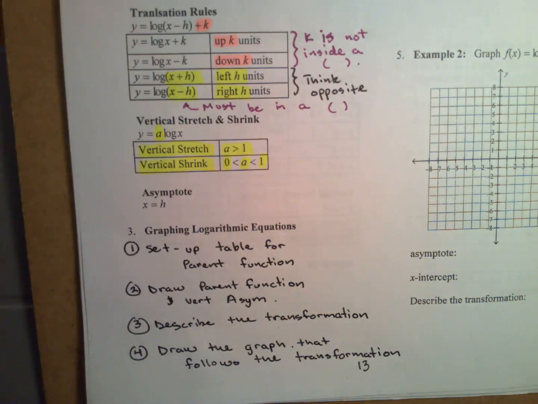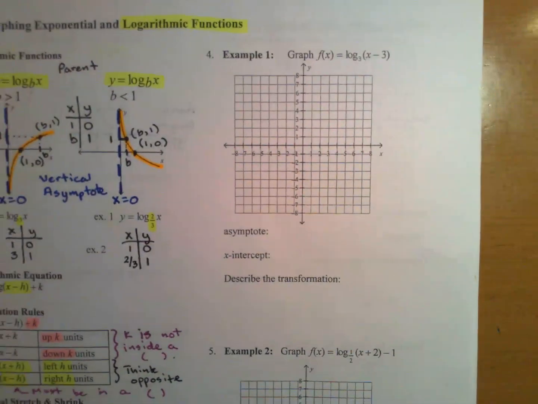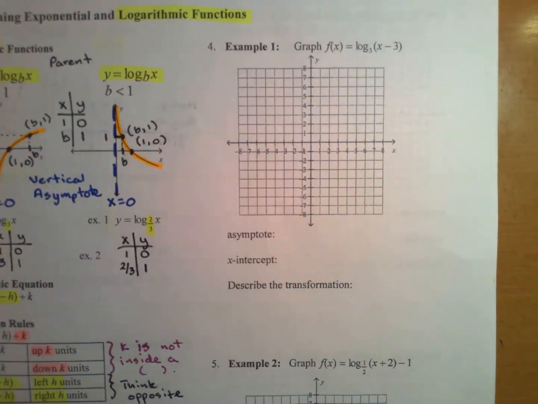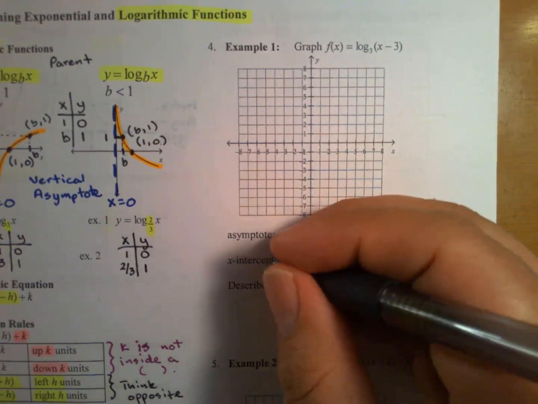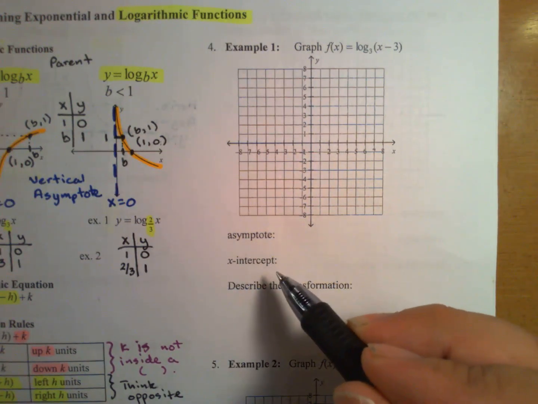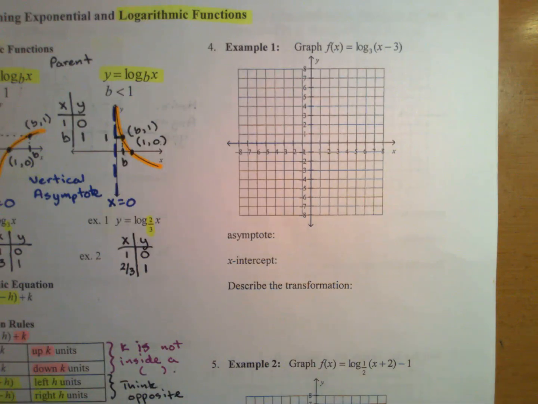All right, so let's give this a try. Now, if you notice on example number 4, it does say we are going to be graphing, of course. We're going to graph the log function. We are going to state the asymptote, the x-intercept, and then we're going to describe the transformation.